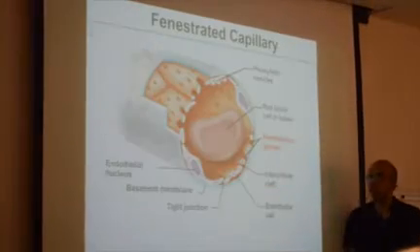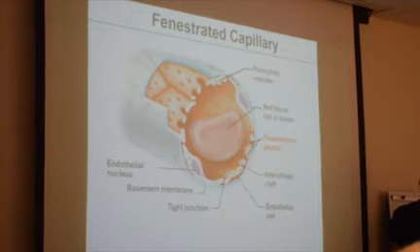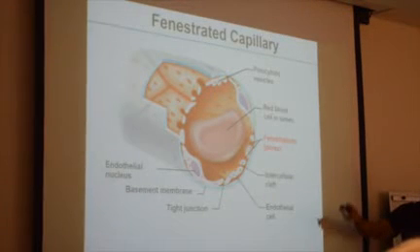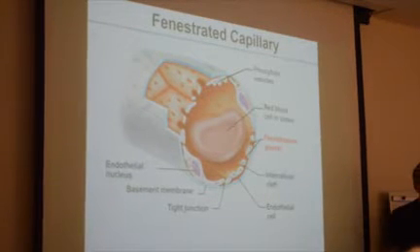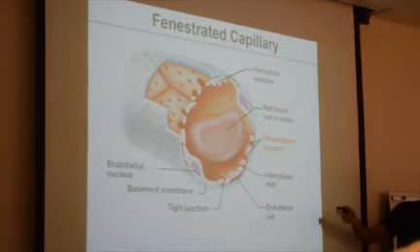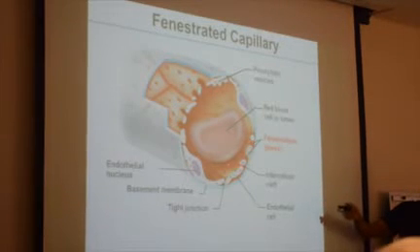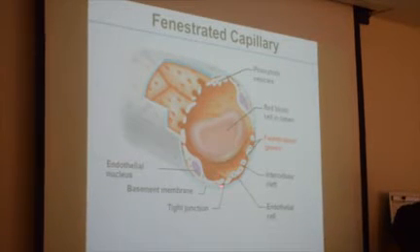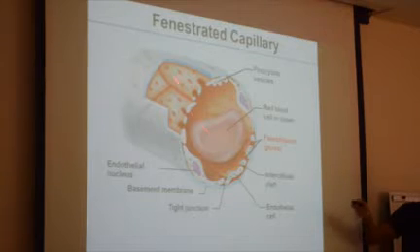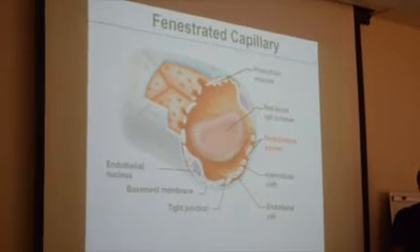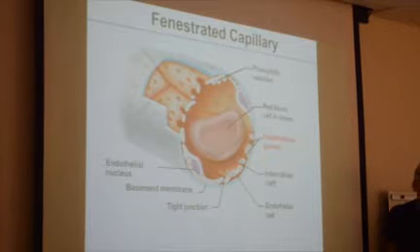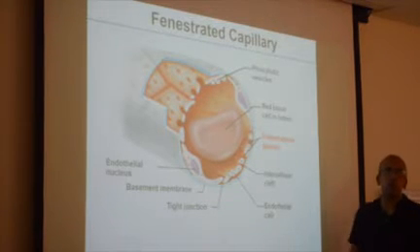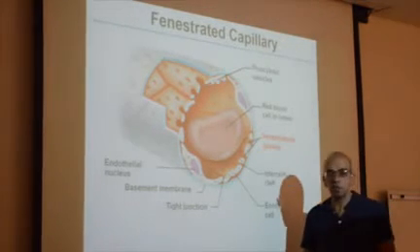The other type of capillaries, this is the fenestrated capillaries, and as you see here, I have pores in my endothelial cells. And those pores, what do you think? I will increase the ability to exchange. I am more permeable compared to the continuous type. What organ do you think I need a higher permeability?